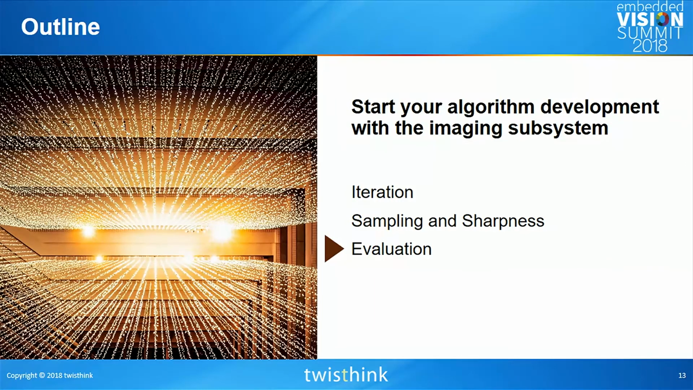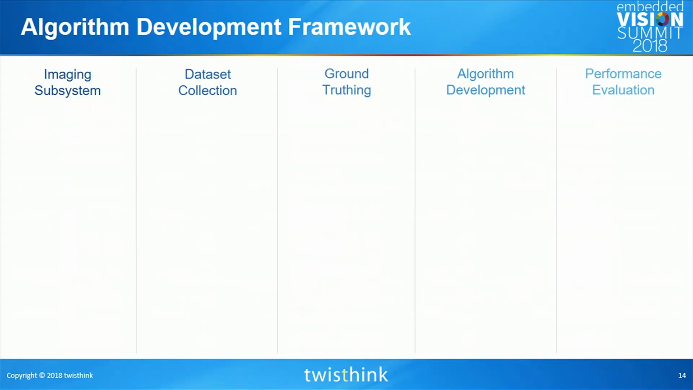Last thing I want to talk about is evaluation of the system performance once you have your imaging subsystem in place and your algorithm in place. One great way of doing this is with a data set. And it's true that data sets are required for training algorithms, especially machine learning and deep learning. In the traditional computer vision approach, a data set allows you to frequently evaluate performance, and it can give you valuable insights into solutions that are working and not working.